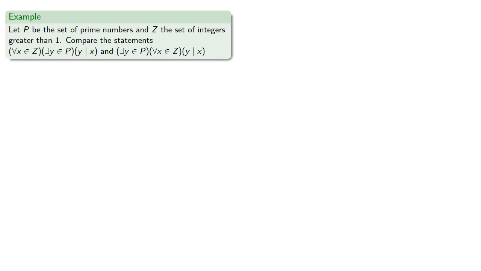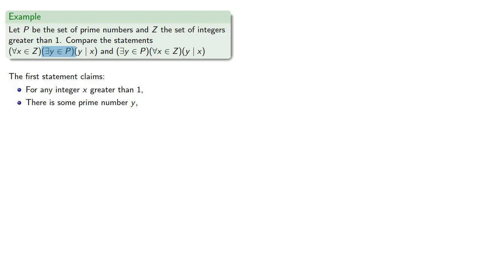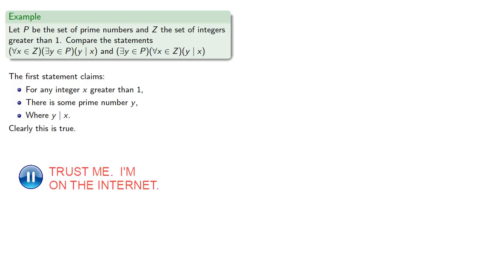Now, so far, both of our quantifiers have been the same, but what if they're mixed? So let p be the set of prime numbers and z the set of integers greater than 1. Let's compare our two statements. The first statement claims that for any integer x greater than 1, there is some prime number y where y divides x. And clearly this is true. That's kind of the whole point of prime numbers.